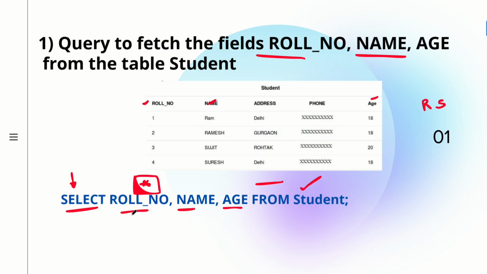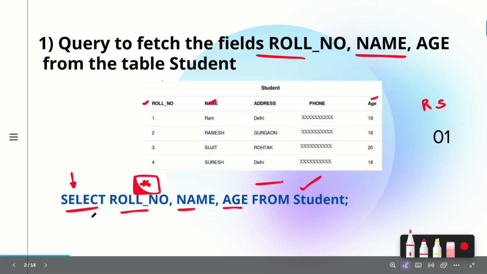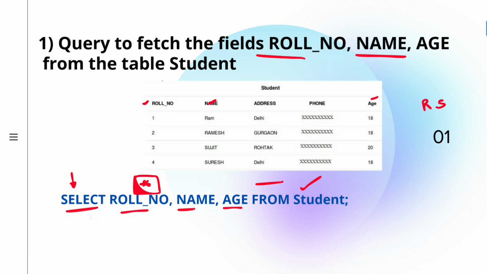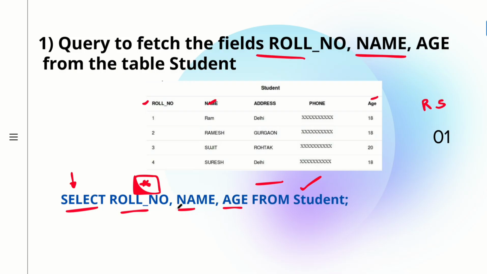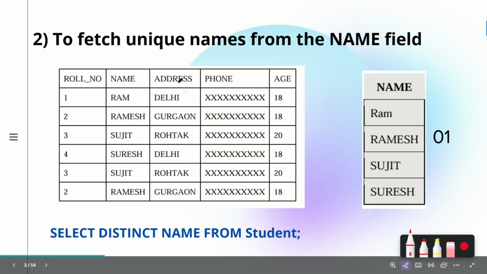So this is the query which will help you to fetch the fields like roll number, name and age from the table student. You can make use of select roll number comma name comma age from student. This will give you a result set that will have the roll number, your name and your age. The other two columns will not be present in your result set. Okay, so let's go to the second question now.